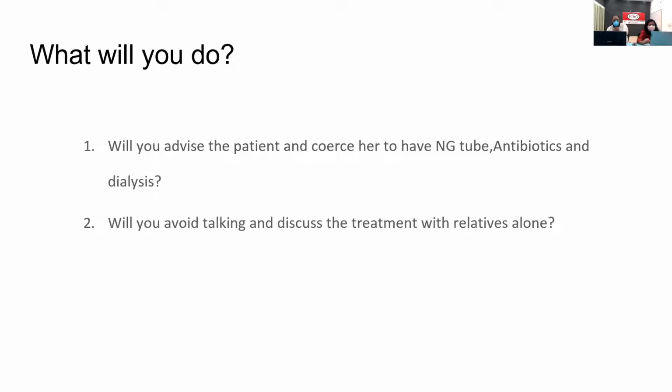Will you avoid talking and discuss the treatment with the relatives alone? The response was that without the patient's willingness, they cannot be used. Yes, okay. So Pratibha ji has applied the cardinal principle of autonomy. The patient has said she doesn't want to go for a Ryle's tube or any other interventions.